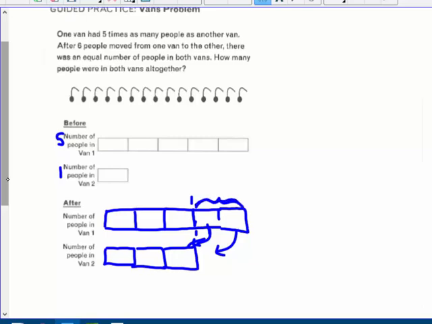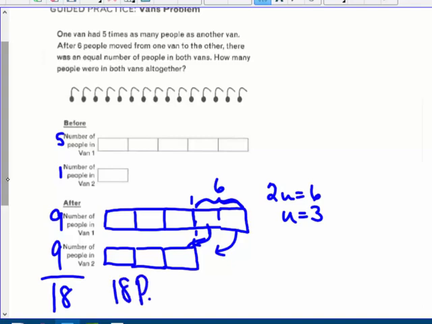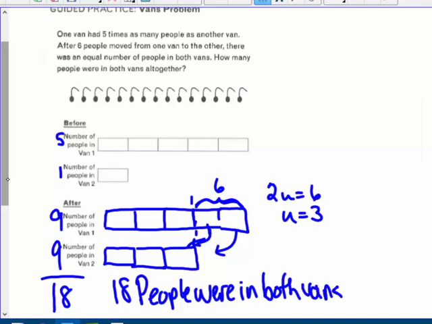So this movement of those 2 bars was worth 6. 6 people moved, right? So 2 units is 6 people. 1 unit, therefore, is 3. That is 9 in van 1 and 9 in van 2, which gives me a total of 18. 18 people were in both vans. So not so bad so far.